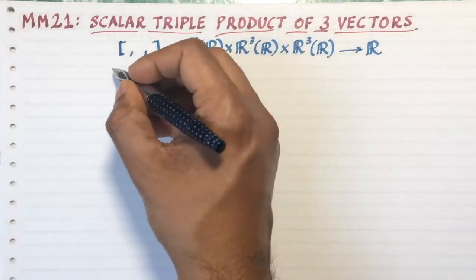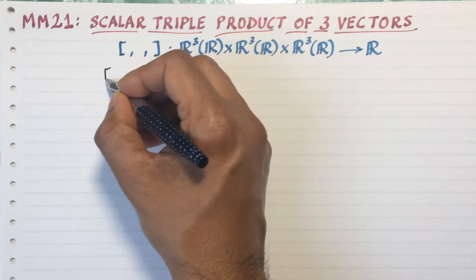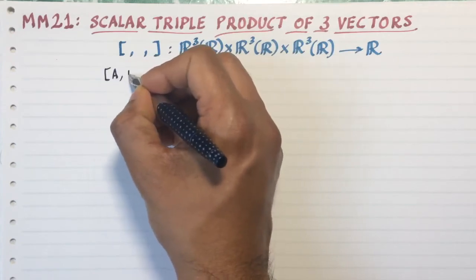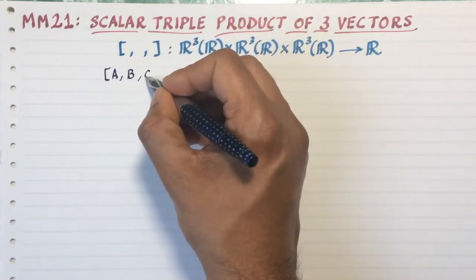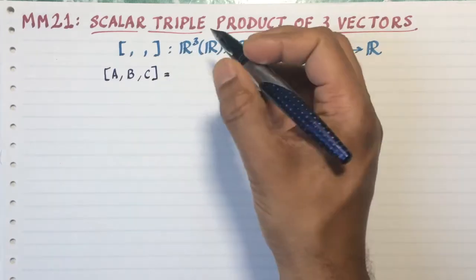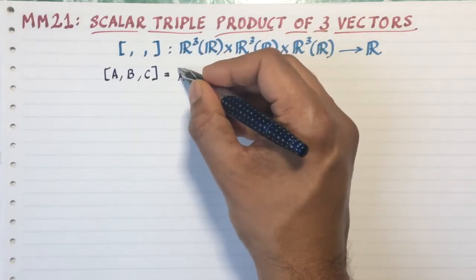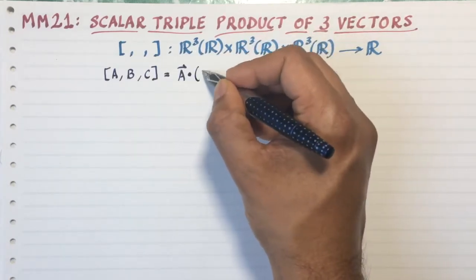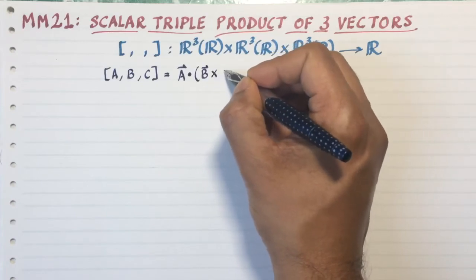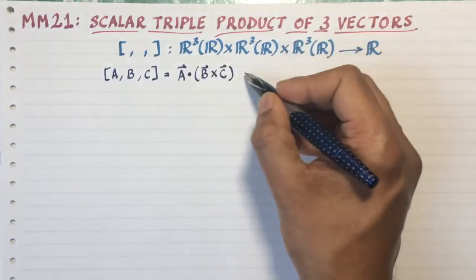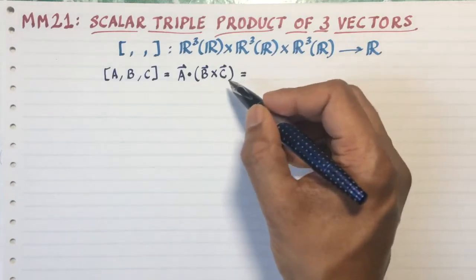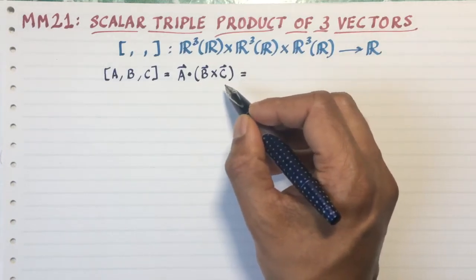So suppose we had three vectors A, B, and C. Then the definition of the triple product is that this is equal to A dot B cross C.